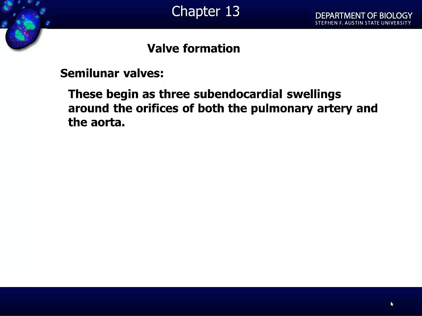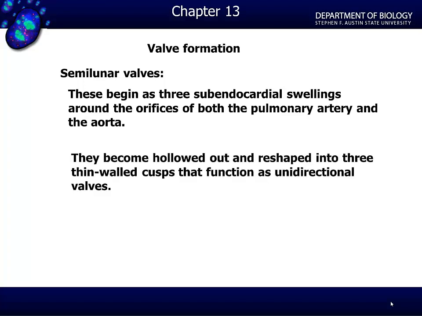We've talked about valves in the AV region. We've septated everything that there is in the heart. But now we need to talk about the semilunar valves. Now, these are going to be swellings on the pulmonary artery and the aorta in these orifices that prevent the blood from flowing back into the ventricles. So these are unidirectional valves.